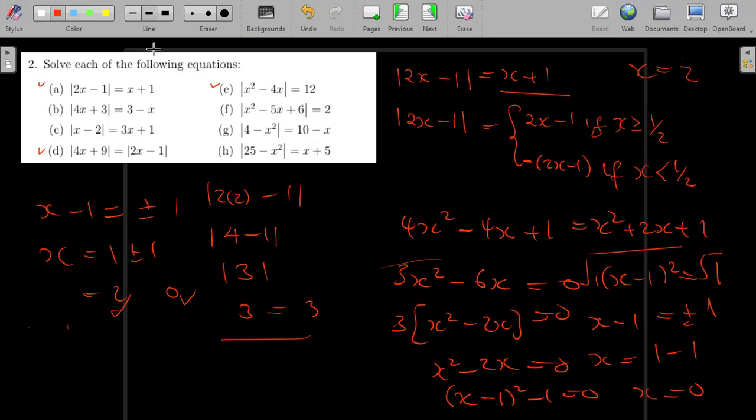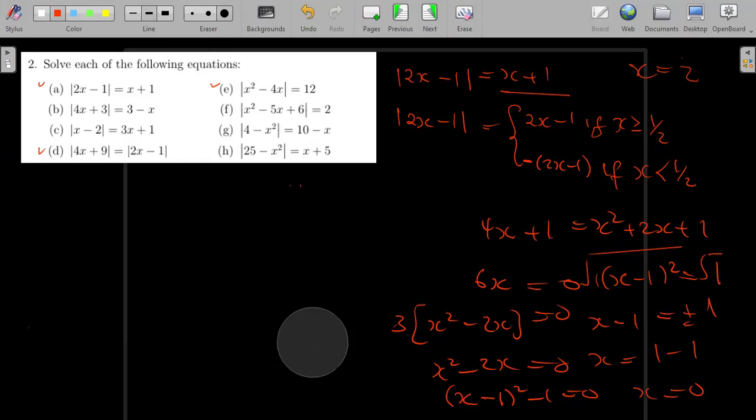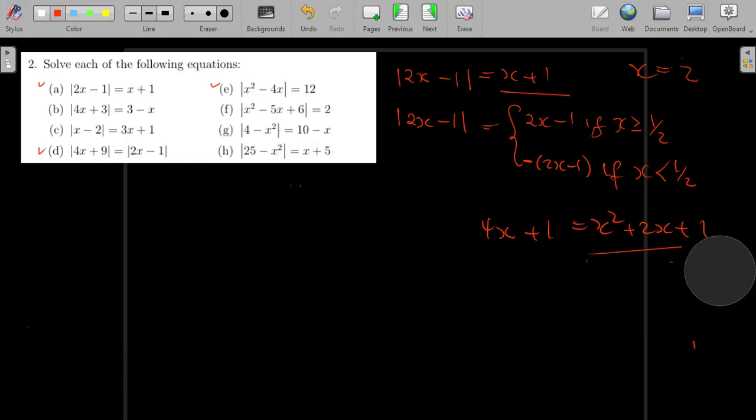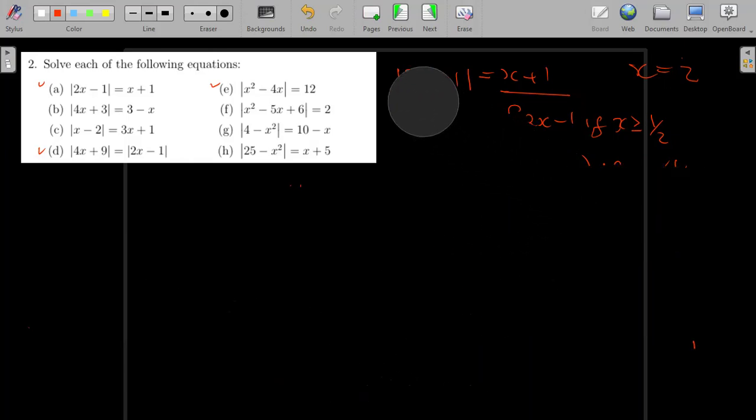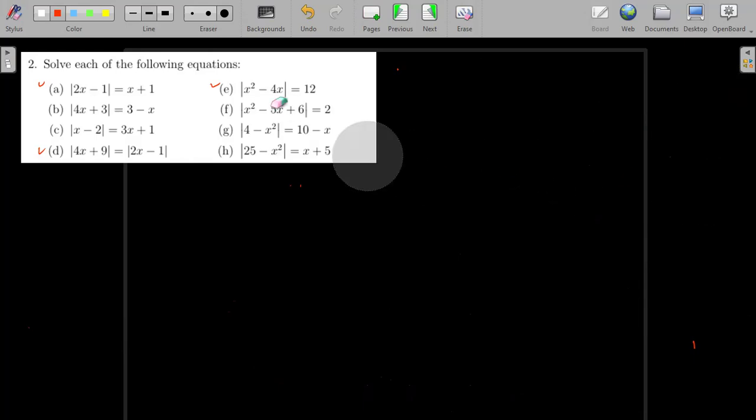All right, so let's do D now. We move on to doing D, and you see that D has the modulus on both sides of it. So now we're going to work this out. Even for this one, I'll use the graphical method first. Redefine your 4x plus 9 like this: equate what's inside to 0. So you have 4x plus 9 equal to 0.